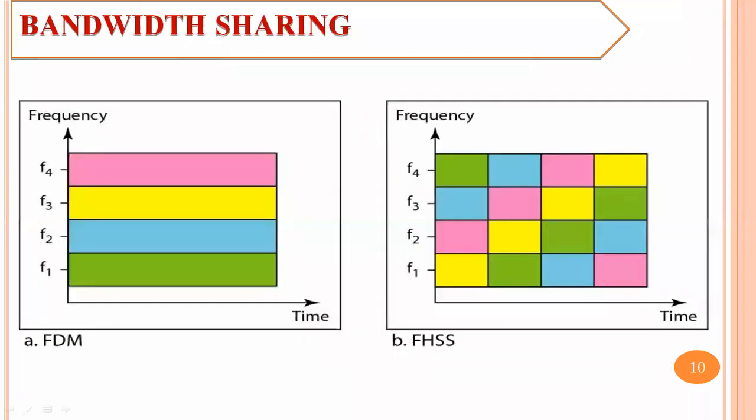So this is the bandwidth sharing for FDM and frequency hopping spread spectrum. See, in frequency division multiplexing they are using the same frequency, but in frequency hopping spread spectrum, it is being spread to different locations. Clear?